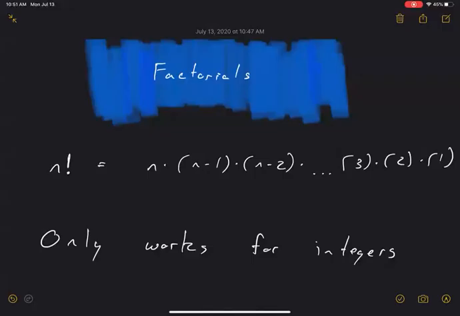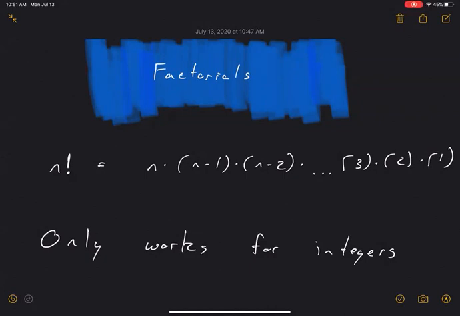Hello, everyone. This video is just to clear up any confusion you guys have on factorials. We're going to be using factorials from here on out, starting in section 11.6 and for the rest of the semester, really. So just want to make sure everybody's on the same page.